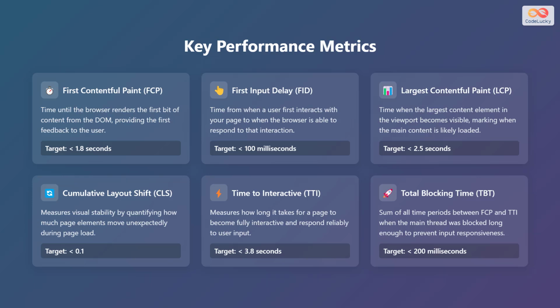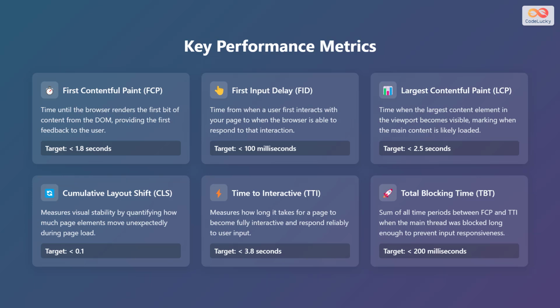Cumulative Layout Shift, or CLS, measures visual stability by quantifying how much page elements move unexpectedly during page load. The target for CLS is less than 0.1. Time to Interactive, or TTI, measures how long it takes for a page to become fully interactive and respond reliably to user input. Aim for a TTI of less than 3.8 seconds.